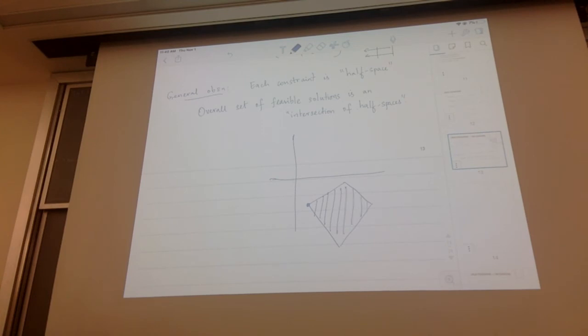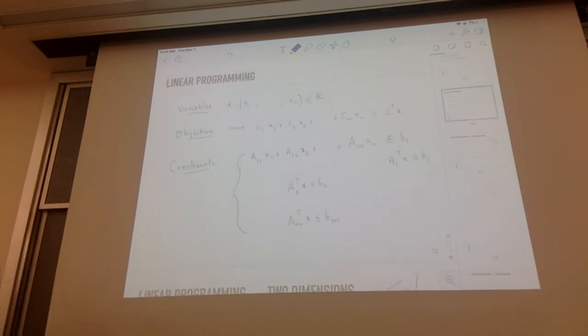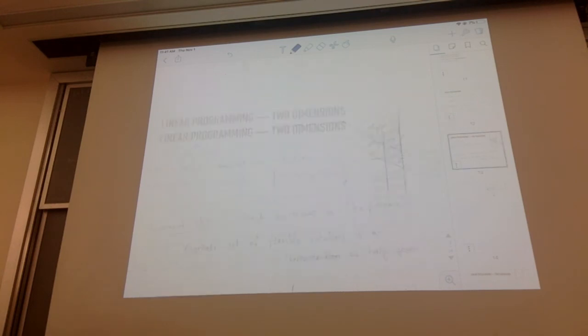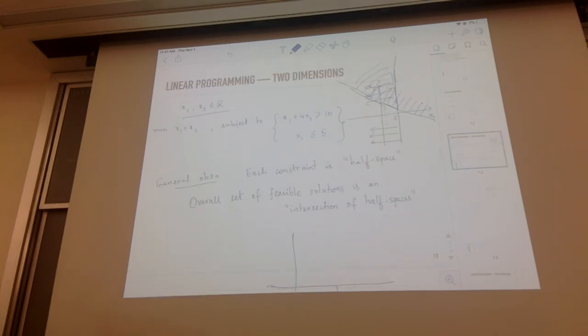Now, if you want to minimize x1 plus x2, this point is worse than this point. But this is the point that has the minimum x1. For this other point, the x1 may be large, but the x2 is much lower. So these kind of greedy methods don't usually work. But you can think a bit more systematically.